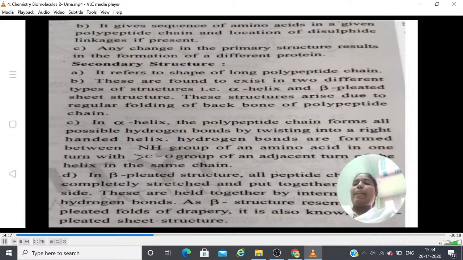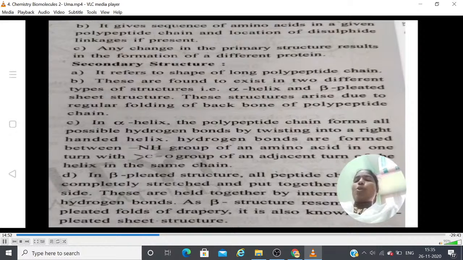Again, alpha helix means a polypeptide chain with all possible hydrogen bonds twisting into a right handed helix. In alpha helix, hydrogen bonds are formed between the NH group of an amino acid in one turn and the carboxylic group of the adjacent turn of the helix in the same chain. This is alpha helix.